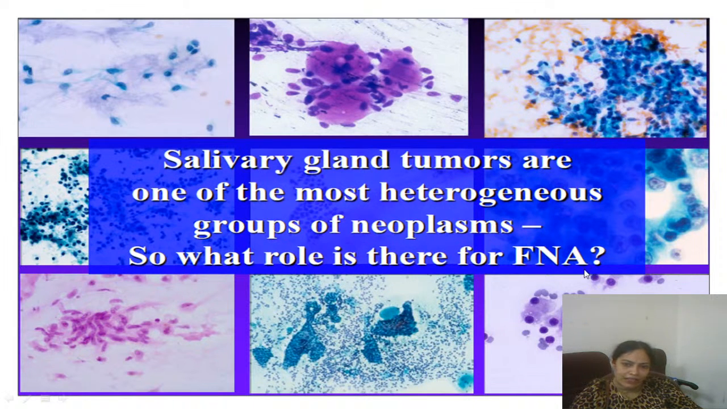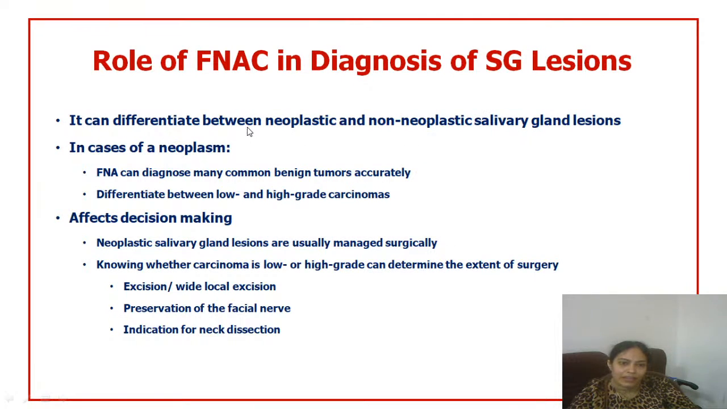So as I said, salivary gland tumors are one of the most heterogeneous groups of neoplasms. So what role is there for FNAC in their diagnosis? It definitely helps to differentiate between neoplastic and non-neoplastic salivary gland lesions. In the case of a neoplasm, it can diagnose many common benign tumors accurately, and in carcinomas, it can help to differentiate between a low-grade and a high-grade carcinoma.